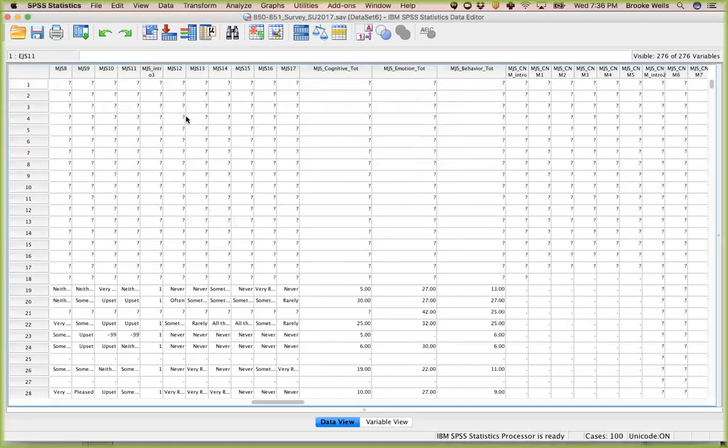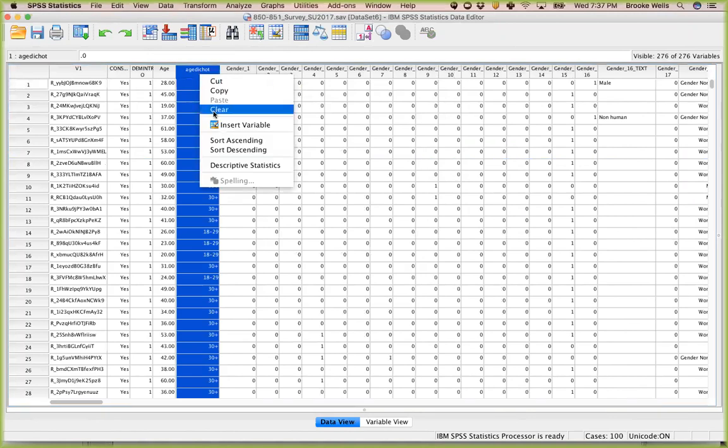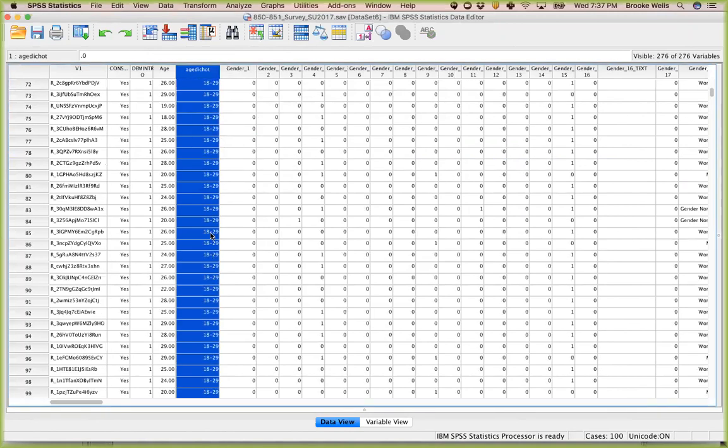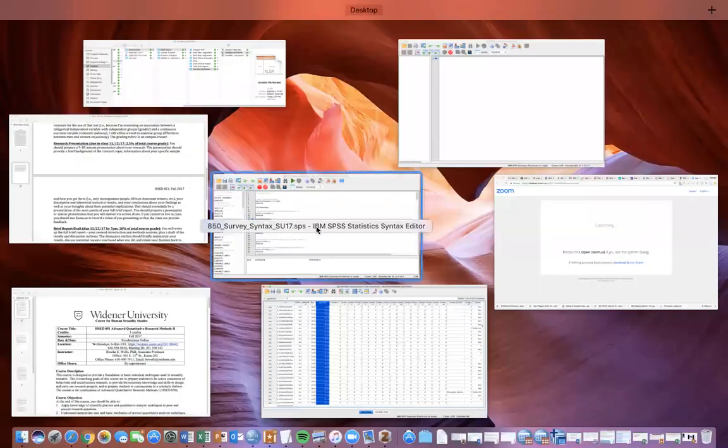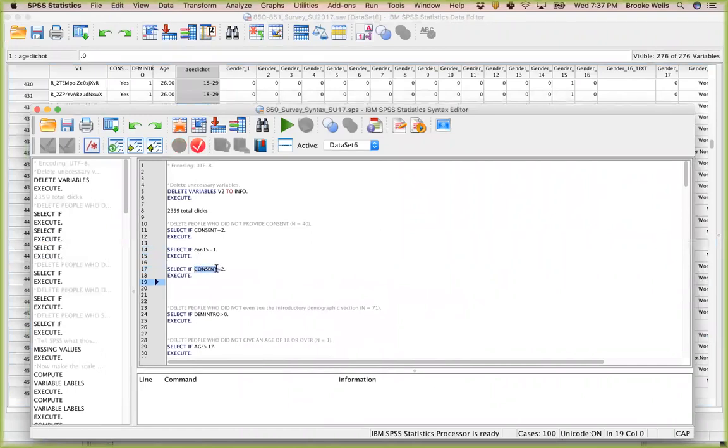If you were going to delete people, for example, maybe you're only interested in people who are over 30. So you want to say all these people who are in this 18 to 29 range, I want them out of my sample. I'm only interested in people over 30 for whatever reason. You could do that same kind of syntax where you say select if age is greater than 29. And that will get rid of everybody in the sample who is 29 or under. So that's the way that you could do that.